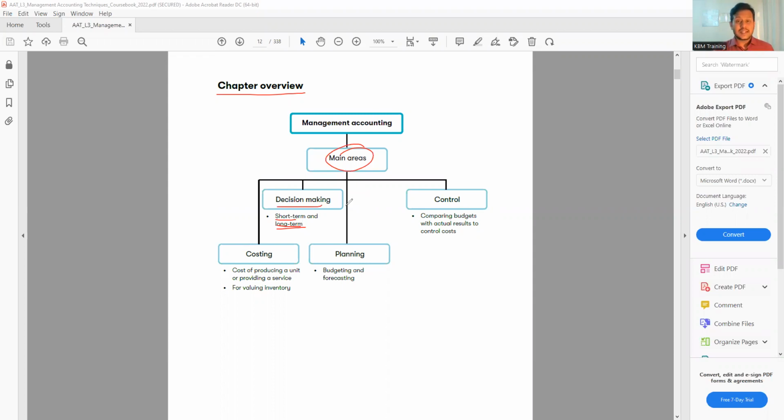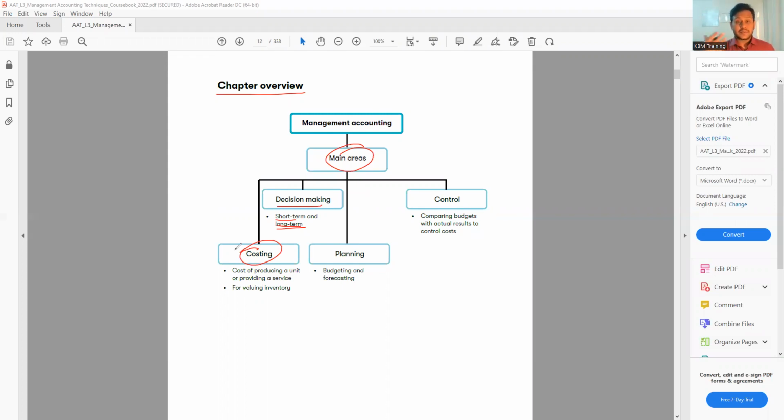In detail, we're going to see later on how to calculate all the formulas. Then we have costing. So costing is one of the main parts that management accountants do. They find out how much is the variable cost, how much is the fixed cost, and they calculate all the costs to find out how much is the total cost.